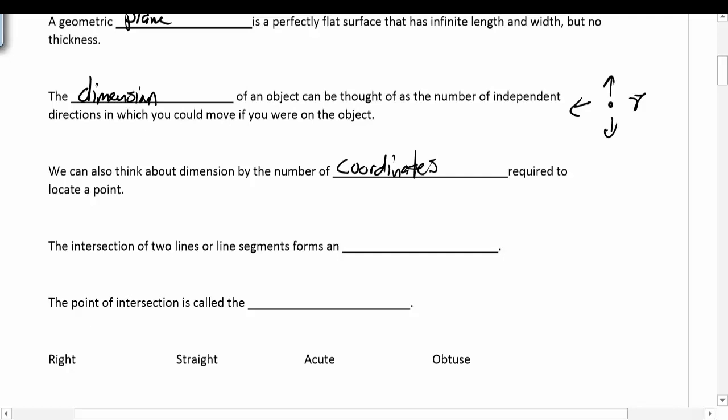Okay. The intersection of 2 lines or line segments forms an angle. So here we have 2 lines that intersect, and that piece in between we refer to as an angle. The point of intersection we refer to as the vertex of the angle.